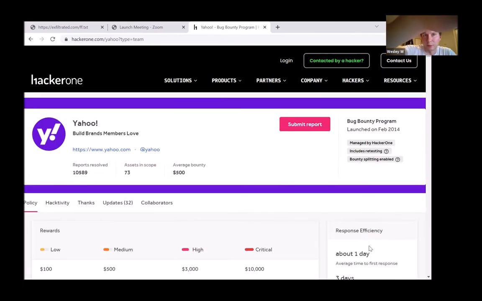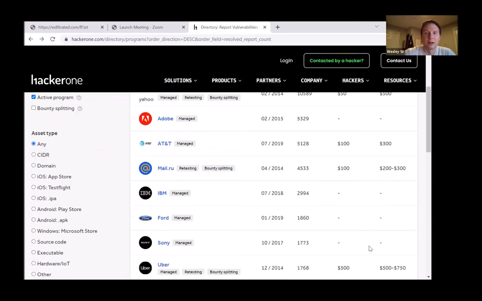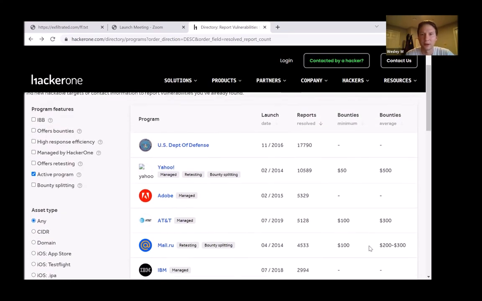They have a really wide scope, so that is why they've got so many issues. Another popular target is AT&T. They were one of the original companies that were doing bounty programs.